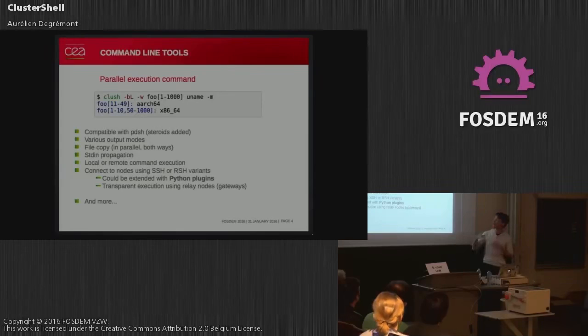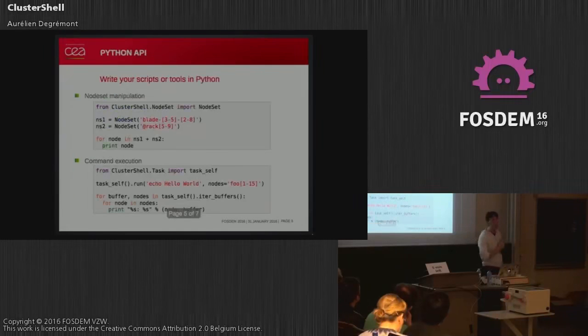So here you can see an example where we run the uname -m command on all nodes from foo1 to foo1000. And as there are only 2 different results, we only have 2 lines of output. So something really compact and synthetic to know directly what information is important to you. There are also a lot more features available there.